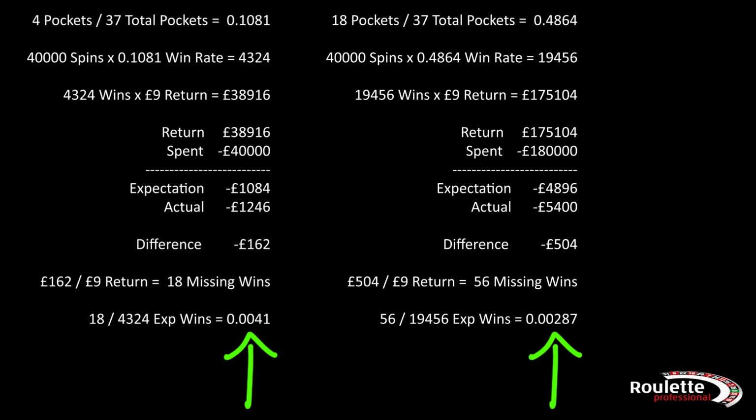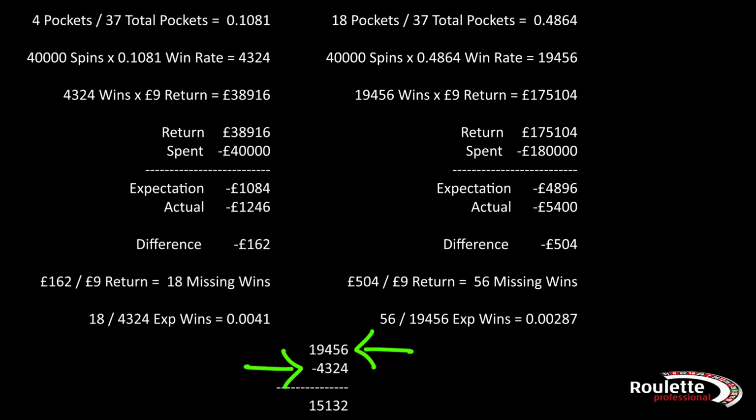So the larger bet, as you might expect, was actually closer to its expectation in terms of accuracy of its predicted number of wins, but despite winning over 15,000 times more than the smaller bet, it actually lost a lot more money. So, if red is slightly behind expectation, then we can assume black will be ahead of its expectation, unless zero has had excessive wins.